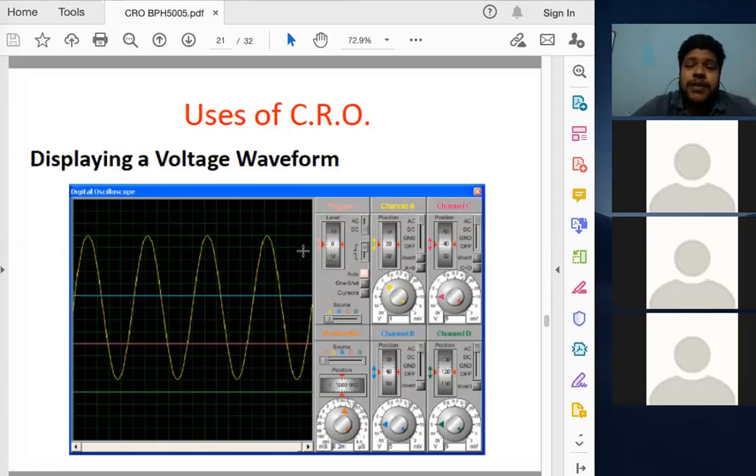Like if you remember, once we went to the workshop for some experiments in third semester. So there they have a different kind of CRO. It doesn't have that CRT kind of thing, like this big cone type of structure in the back. Those updated CROs, they are known by some other name probably, but they do the same thing. They have updated technology for that.